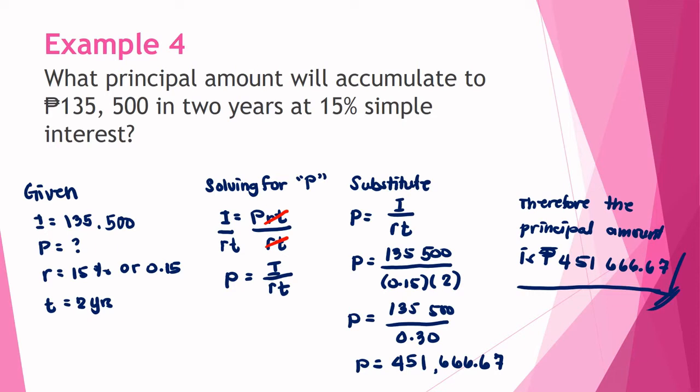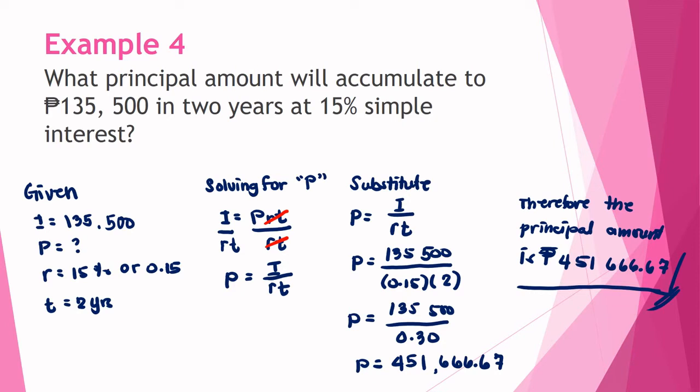Okay, next is to substitute sa given. So the interest is 135,500 divided by the rate is 0.15 times the time, which is 2 years. So ato siyang i-compute, so that would be 135,500 divided by 0.30. The principal now is 451,666.67 pesos. So ato ra siyang i-round off ang final answer into 2 decimal places.